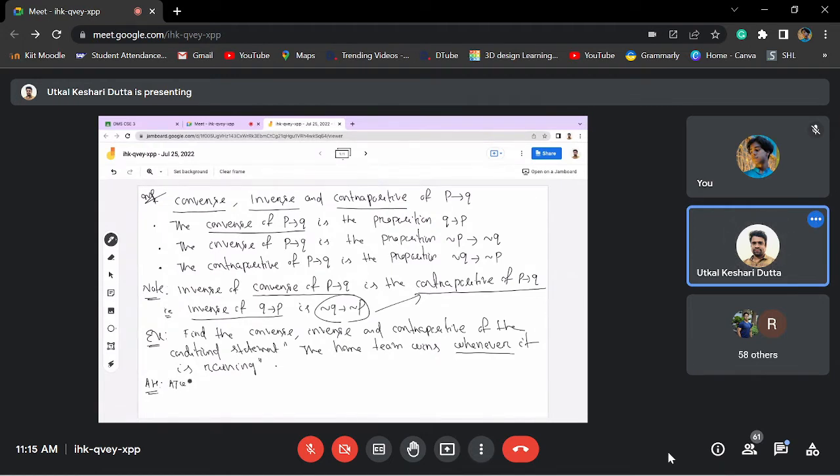According to the question, P conditional Q is given as: the home team wins whenever it is raining. If I write it in the if-then form, it is the same P conditional Q, written in the form of if P then Q.